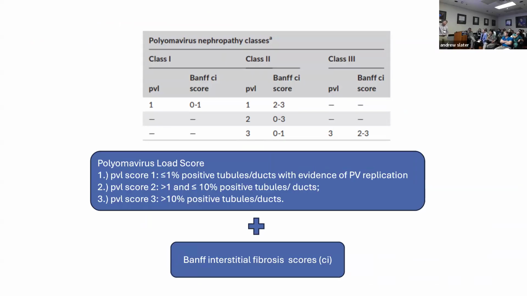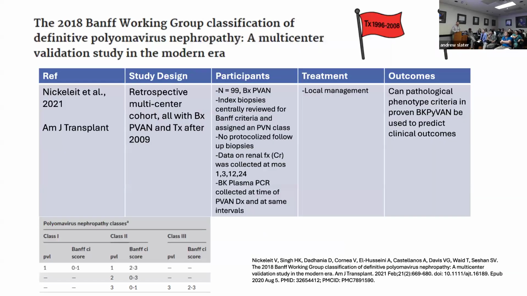Score 1, score 2, score 3 for the PVL. That's a percentage of positive tubules and ducts that have evidence of polyomavirus replication. You add that to the interstitial fibrosis score, and then you'll get the polyomavirus nephropathy class. So here we go. We're going from a red flag to a green flag. This was just published in 2018.